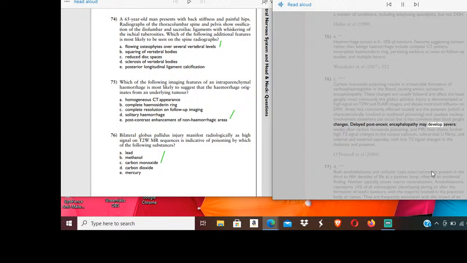Delayed post-anoxic encephalopathy may develop several weeks after carbon monoxide poisoning, and MRI then shows further high T2 signal changes in the corpus callosum, subcortical fibers, and internal and external capsules, with low T2 signal changes in the thalamus and putamen. O'Donnell et al., 2000.